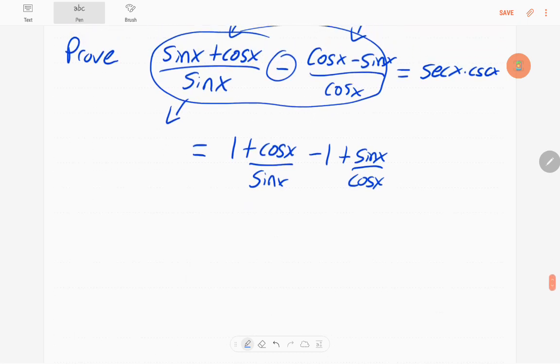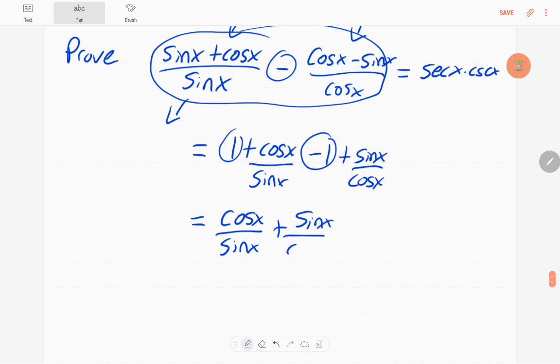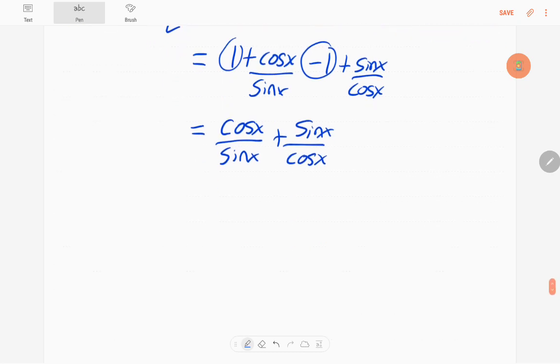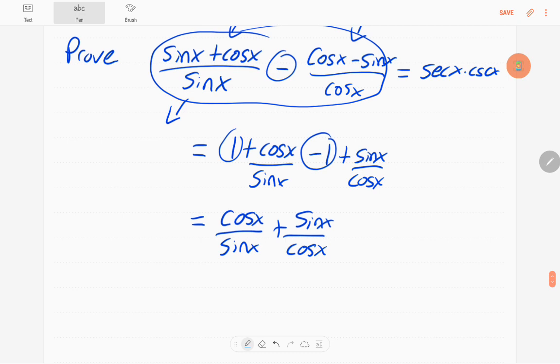And now I'll take a look and see what I can do. So I see, hey, this negative 1 and this 1 will cancel. And then I'm left with cosine of x over sine of x plus sine of x over cosine of x. Okay? So now there are some interesting things happening here, and I'm trying to get to this statement where it's secant of x over cosecant of x.